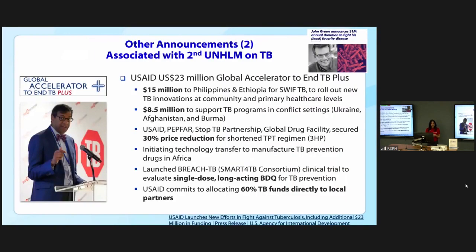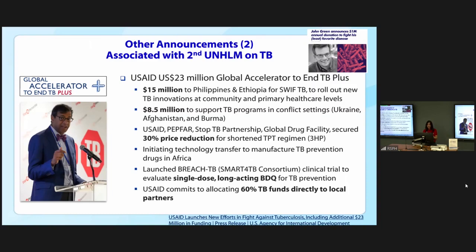Other big announcements, USAID, you may have heard even last week, there was a big announcement by them following on from September, committed $23 million to their Global Accelerator program. Of this, $15 million is going to the Philippines and Ethiopia for their SWIFT TB initiative to roll out TB innovation, including things like portable AI-based chest radiography for identification of TB. So if you look at it, there's just a lot going on with that.